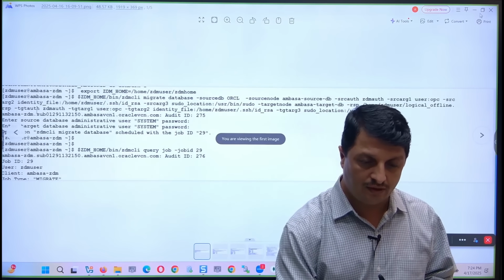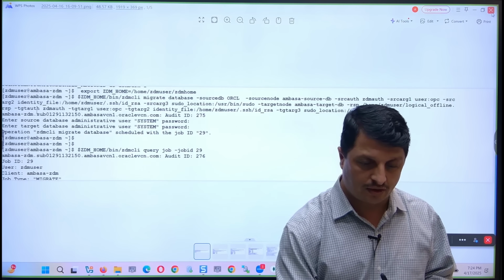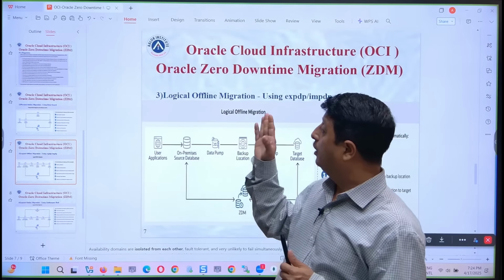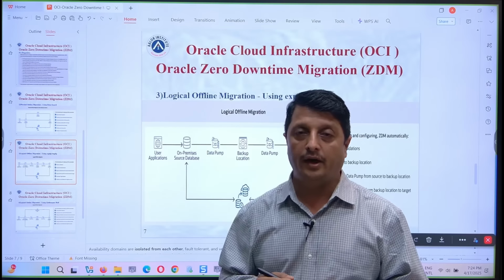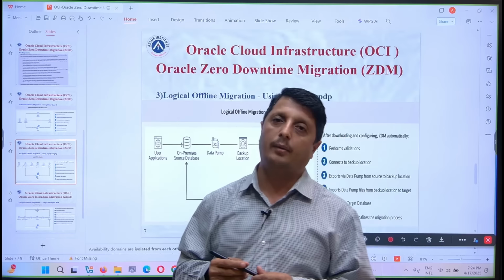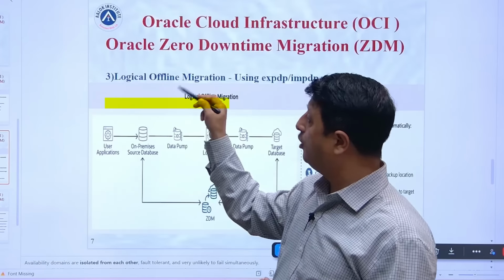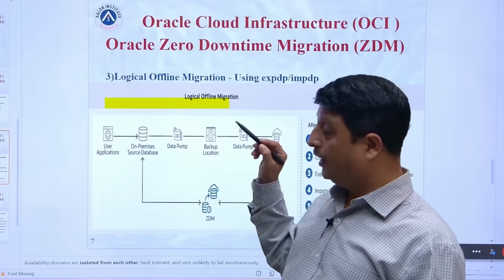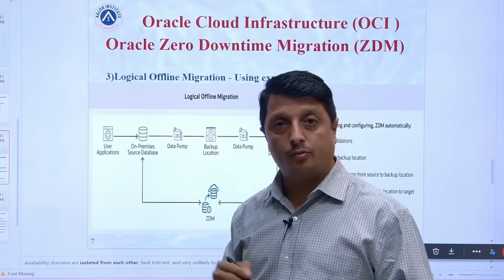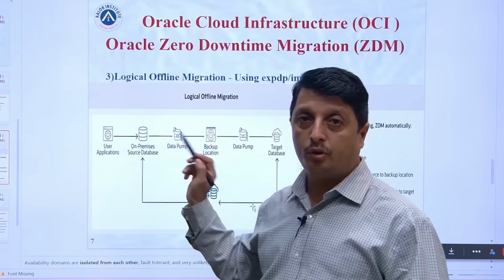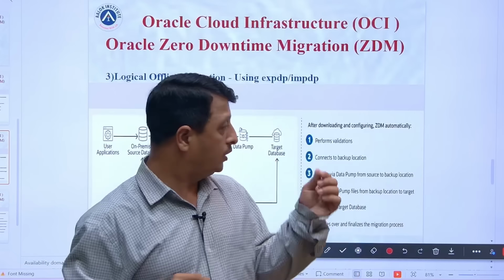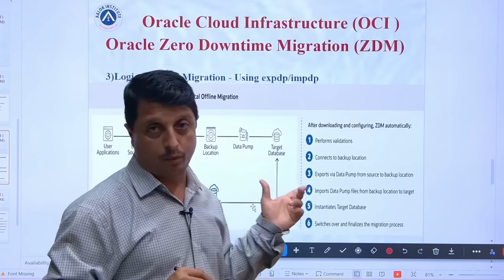That's it. This is the third approach while using the ZDM utility. We call it ZDM CLI, a command line interface utility. Using that utility, we are performing the logical offline migration. In other words, we are performing the EXPDP, or export, using Data Pump, then pushing that to your central location in the bucket and then performing the import.